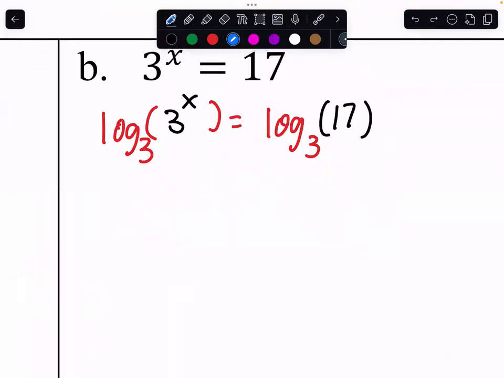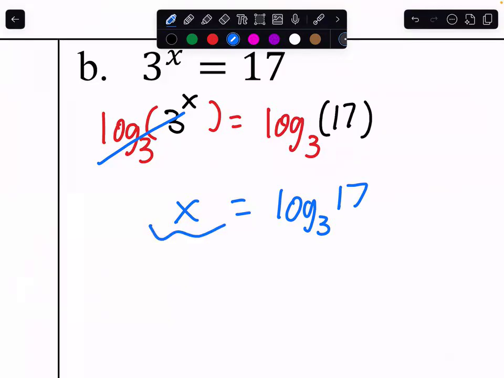Okay, so again, the whole point here is that log base 3 of 3 cancels out, leaving just the x behind. Now over here, nothing cancels out, right? 17 is not a 3, so these do not cancel out, so you just keep it. And so this one's actually done. The x is already by itself, so this is the answer.